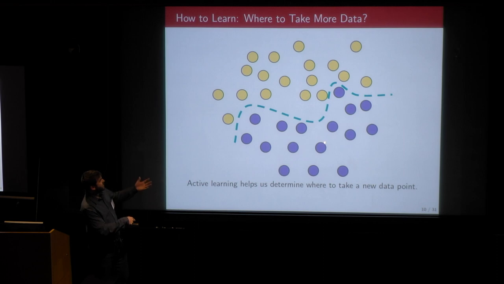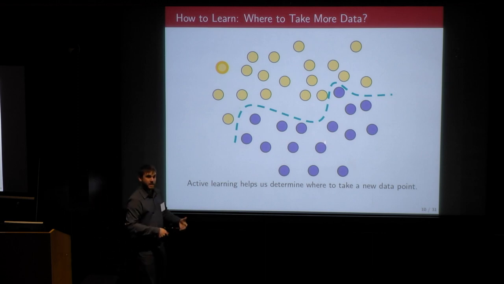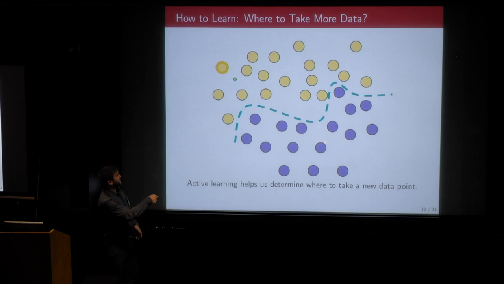Right, so from my point of view, I would guess that I probably shouldn't take it here. Right? That point is pretty clear that I might have to spend some money and some time to try and take that data point, and it's going to have no effect whatsoever on updating that decision boundary.